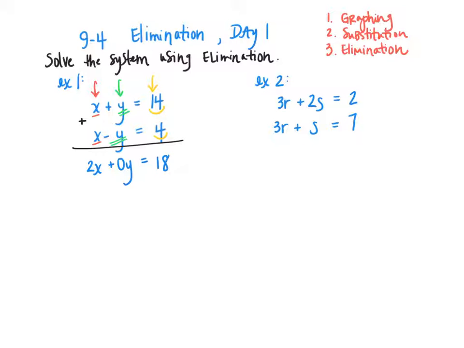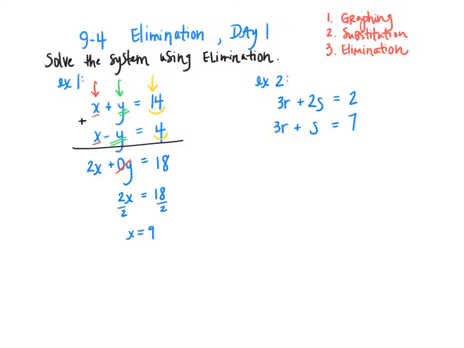So now I can just simplify. 0 y's, that really goes away. That's like 0 yo-yos. I don't have any yo-yos. So I really just have 2x equals 18. And then it's a one-step equation. You can divide by 2, x equals 9.